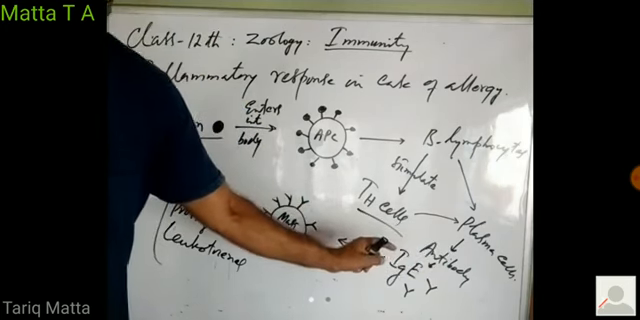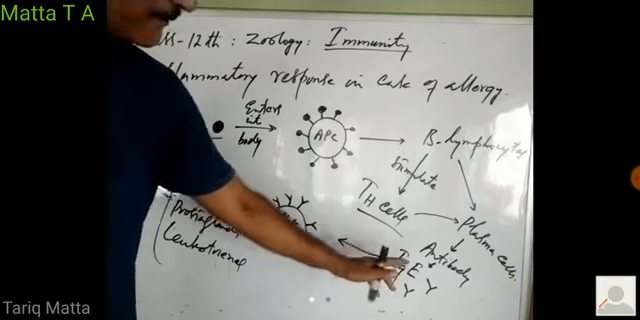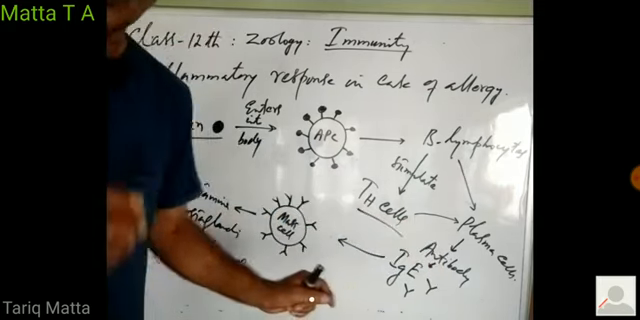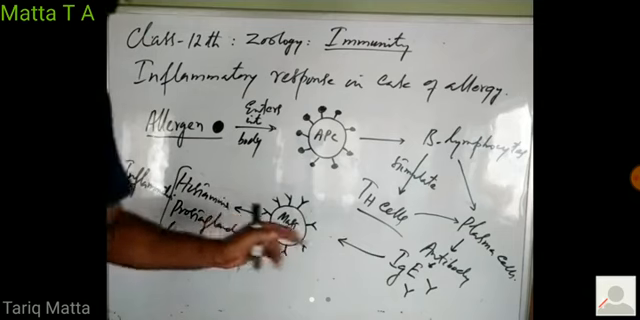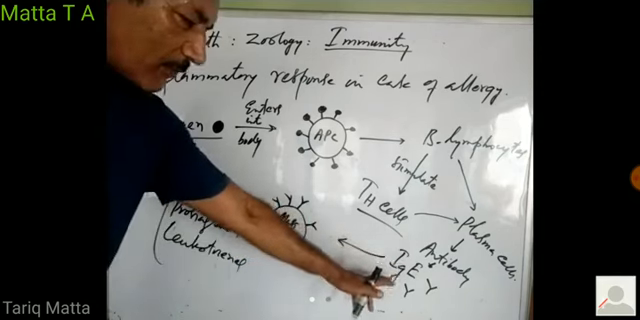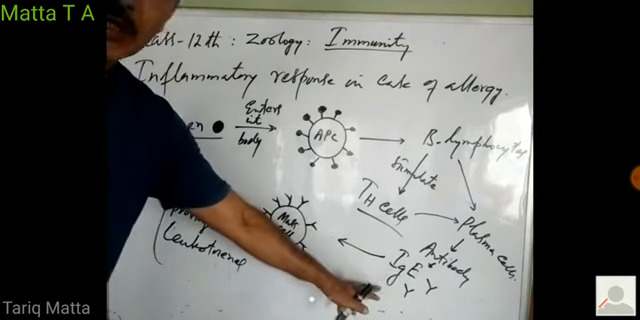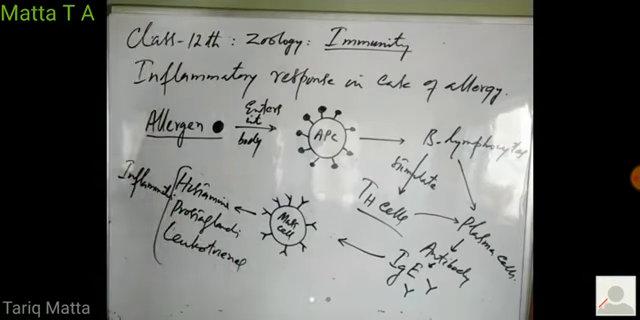Plasma cells are stimulated to form a special type of antibody. We have different types of antibodies in our blood, right? But this plasma cell is stimulated to form a special type of antibody. Which type of antibody is formed? It forms immunoglobulin E, which is a characteristic feature of allergic reaction.